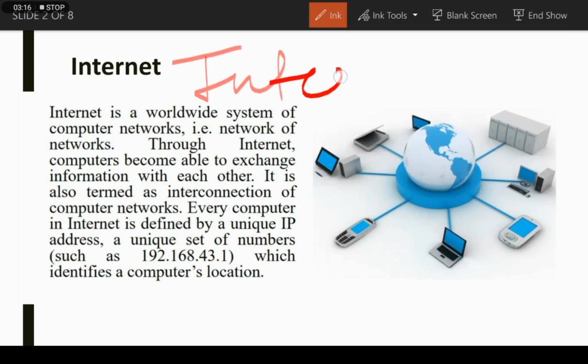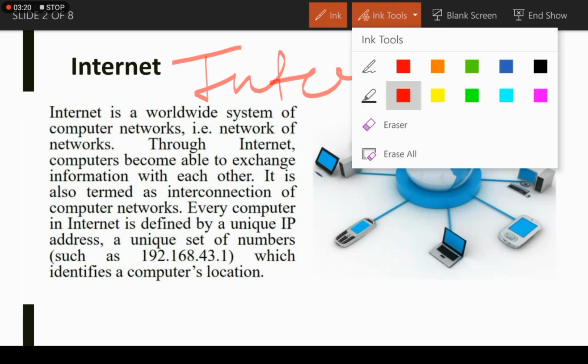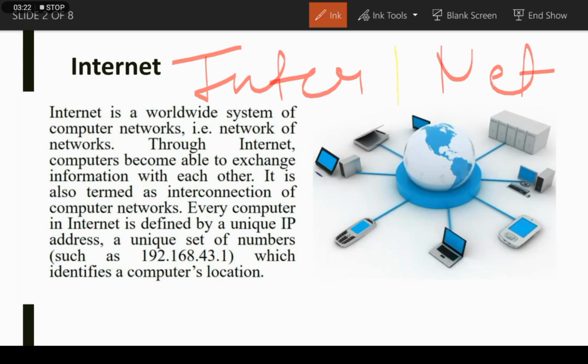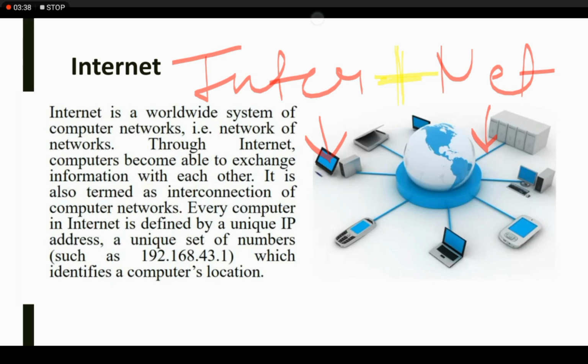Basically, internet is a combination of two words. The first one is inter and the second one is net. So if we add inter plus net, then this is known as internet. Inter means interconnected and net means networks. So internet means interconnected networks. This is the full form of internet.